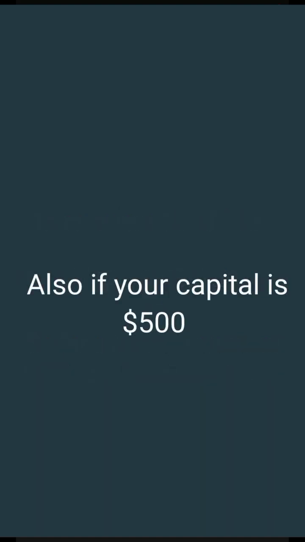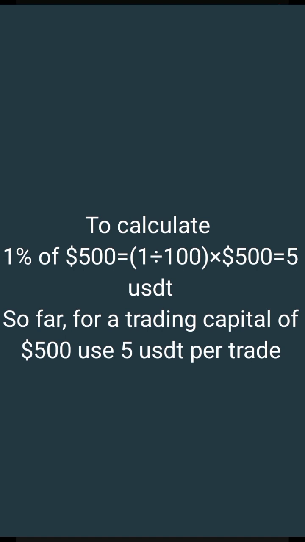Also, if you have $500 as your total trading capital, to calculate 1% of $500, 1% of $500 equals 1 divided by 100 times 500 equals 5 USDT. So for a trading capital of $500, use 5 USDT per trade.